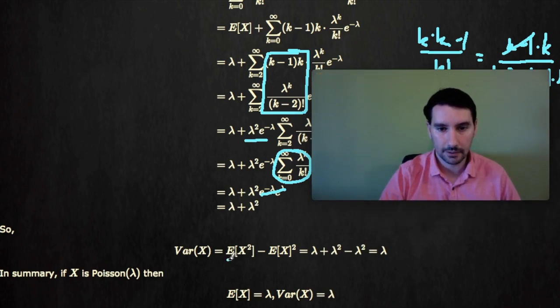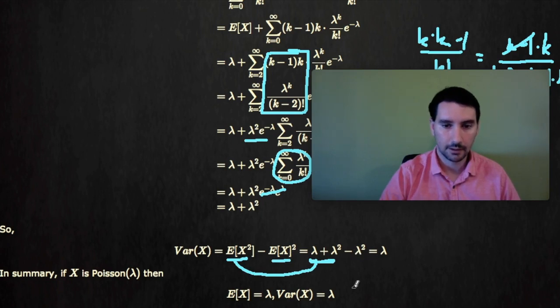The variance is E of X squared minus (E of X) squared, which is this part, lambda plus lambda squared, and E of X is lambda, so we're subtracting that squared. So minus lambda squared just gives us lambda. Therefore, both the expected value and the variance are equal to lambda, which makes this a bit easier to remember than some of the other ones. The expected value and the variance are just the parameter.